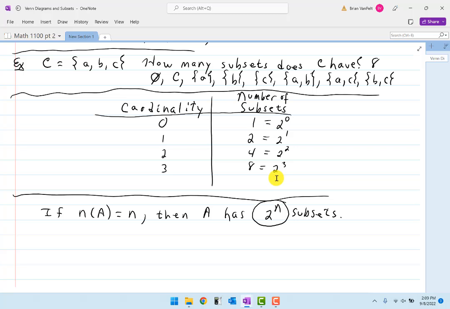So there's our formula. Now when you're counting up all the subsets, one of the subsets we always count is the set A itself. If you take away the set A, then all of the subsets left over are proper subsets. So that means if 2 to the n is the total number of subsets, you subtract 1 to get the total number of proper subsets. So 2 to the n minus 1 is the number of proper subsets.